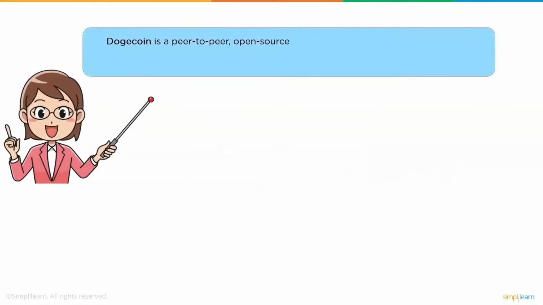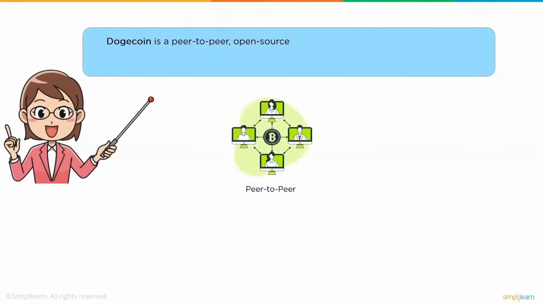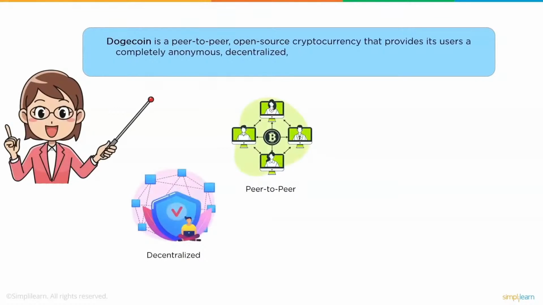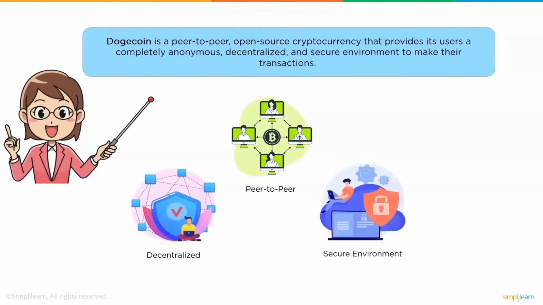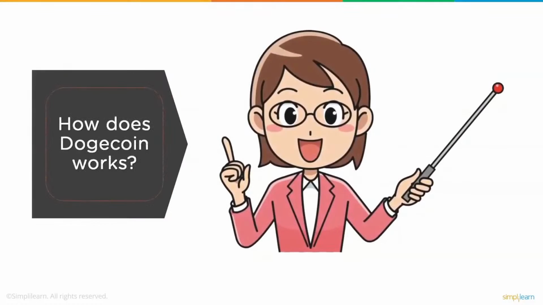Dogecoin is a peer-to-peer open source cryptocurrency that provides its users a completely unknown, decentralized, and secure environment, free from any third-party interference, to make their transactions. Dogecoin was intended to be an altcoin and a meme coin inspired by the Shiba Inu's popular meme, aka Doge. Moving ahead, let's have a look at how it works.